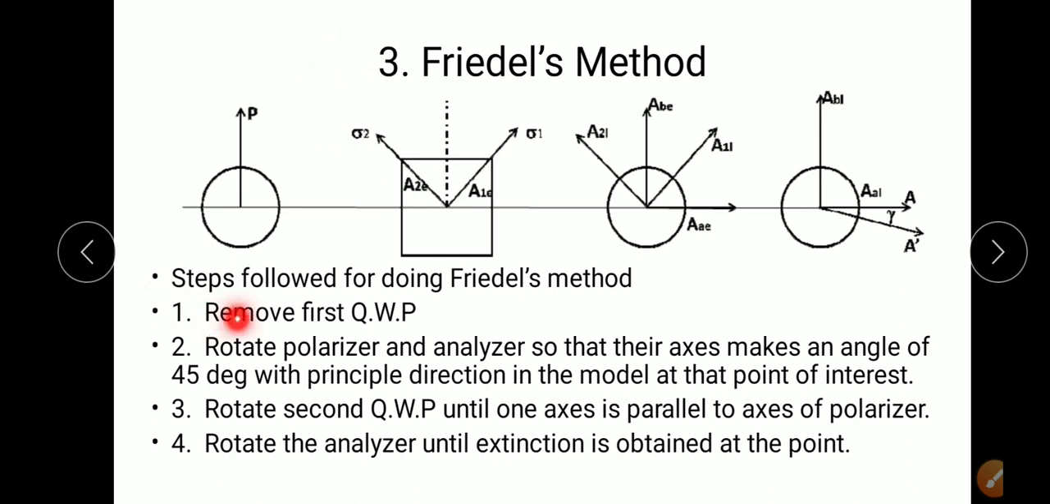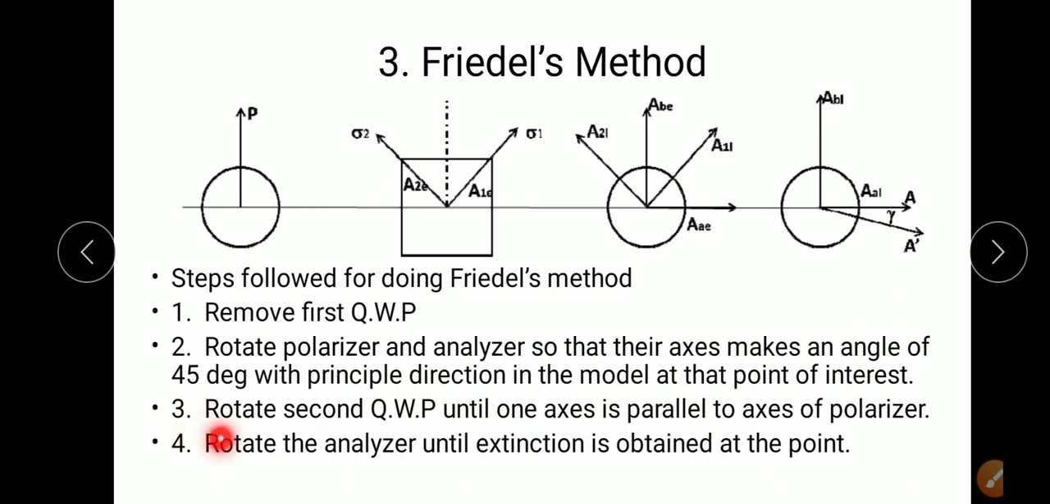You can see the steps followed in Friedel's method. One, remove the first quarter-wave plate. Two, rotate the polarizer and analyzer so that their axes make an angle of 45 degrees with the principal directions in the model at the point of interest. That means the polarizer and analyzer axes should be maintained at 45 degrees with respect to the principal directions, sigma 1 and sigma 2.